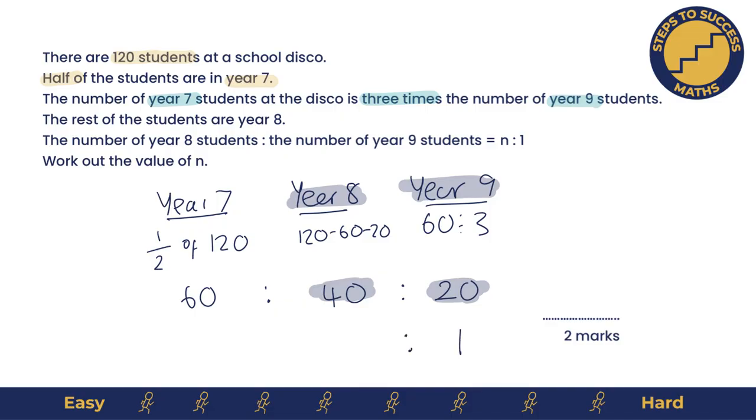So to get from 20 to 1, I need to divide it by 20. I need to do it to the other side. 40 divided by 20 is 2. So the value of n is just 2. The ratio is 2 to 1, but the value of n is 2.